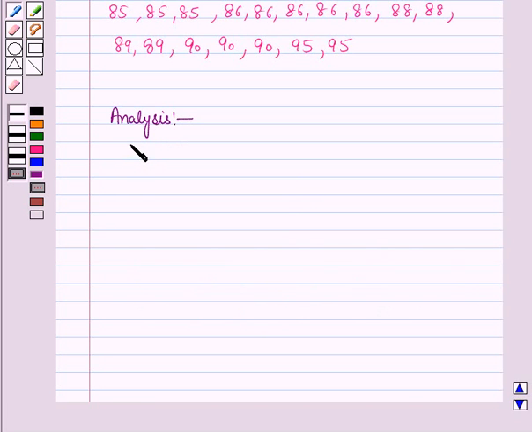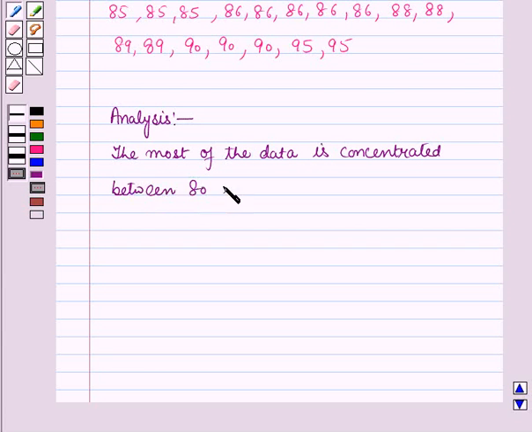So from the line plot, we analyze that most of the data is concentrated between 80 and 90, and 85 is the center of the data.